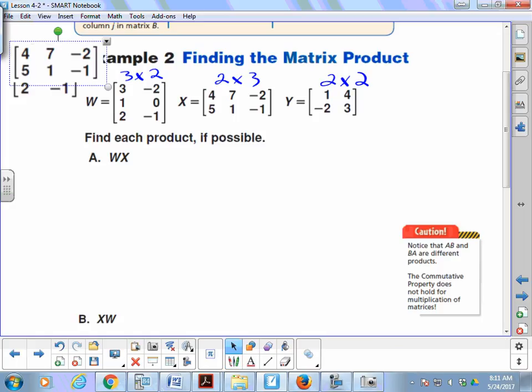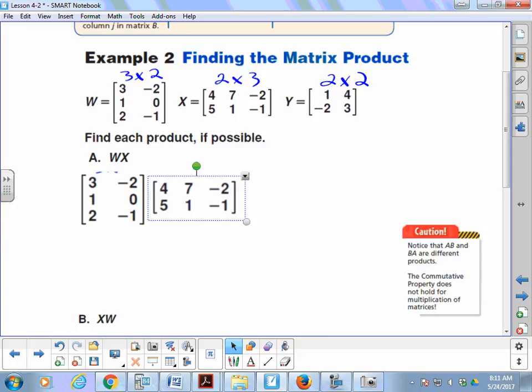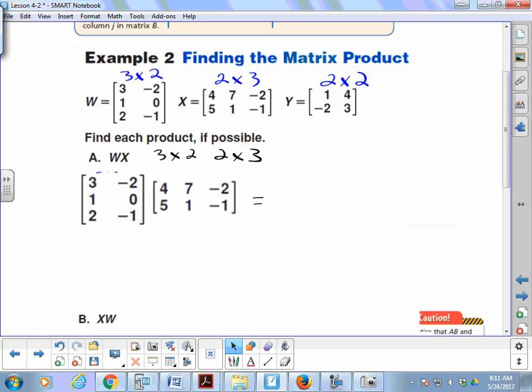So we're going to do W times X. First of all, we have a 3 by 2 and a 2 by 3. So I can multiply these because the middle numbers are the same. And when I'm done, I should have a 3 by 3 matrix. Here's how we go about doing this. I'm going to multiply row 1 by column 1. So we're going to end up with a 3 by 3.